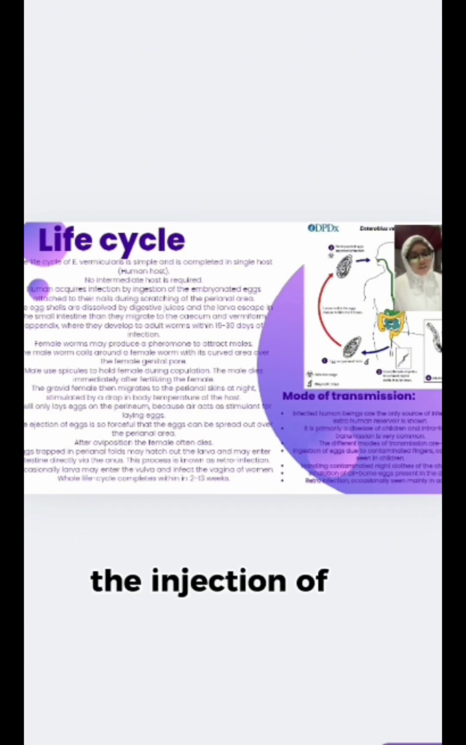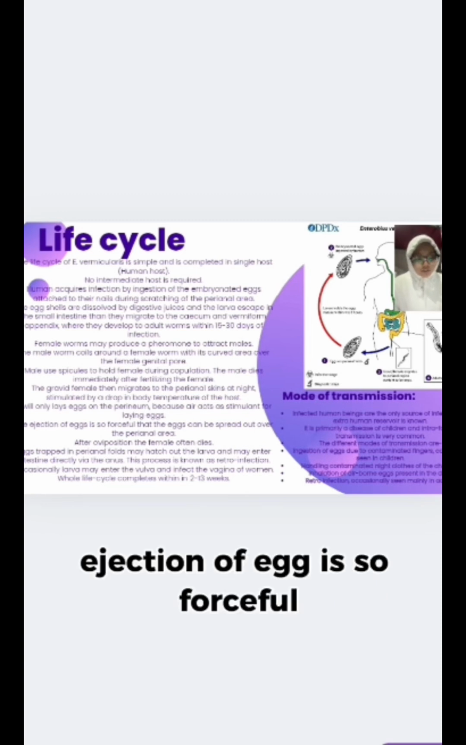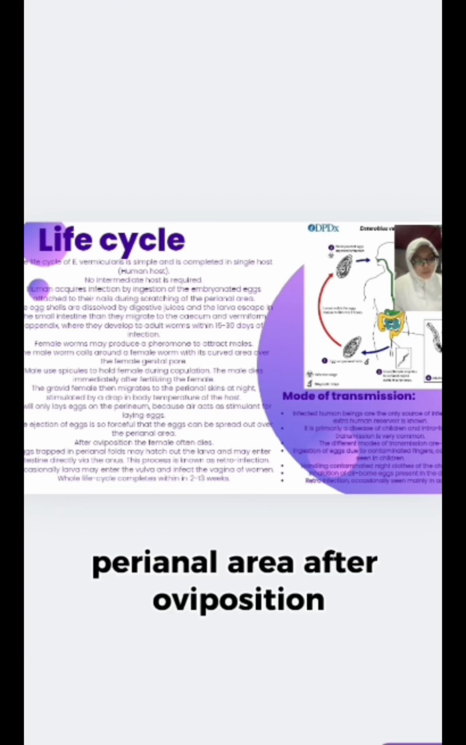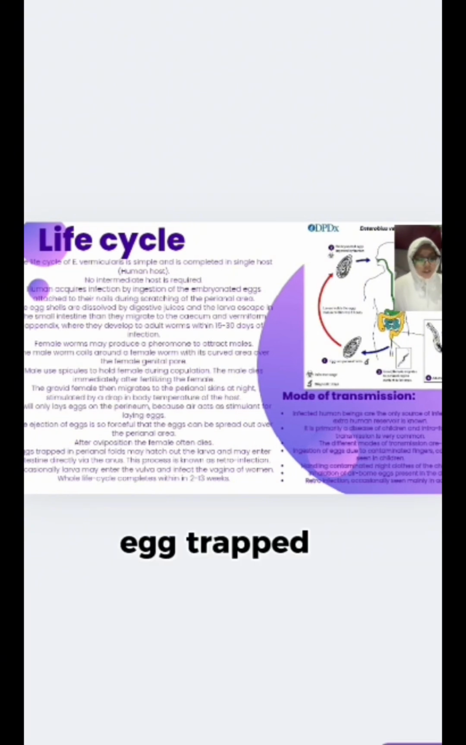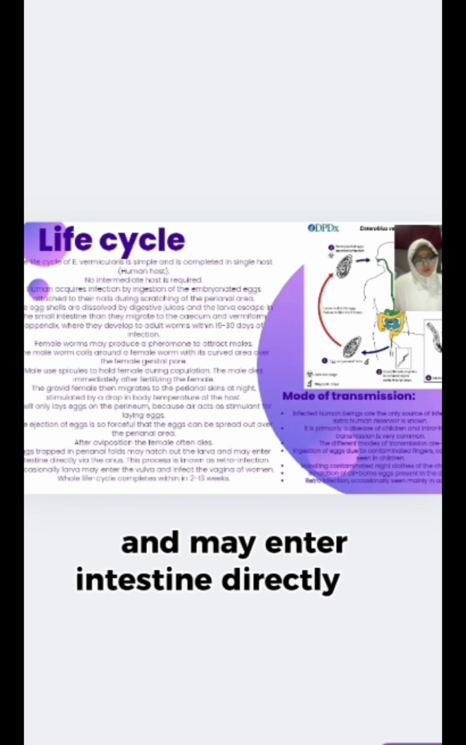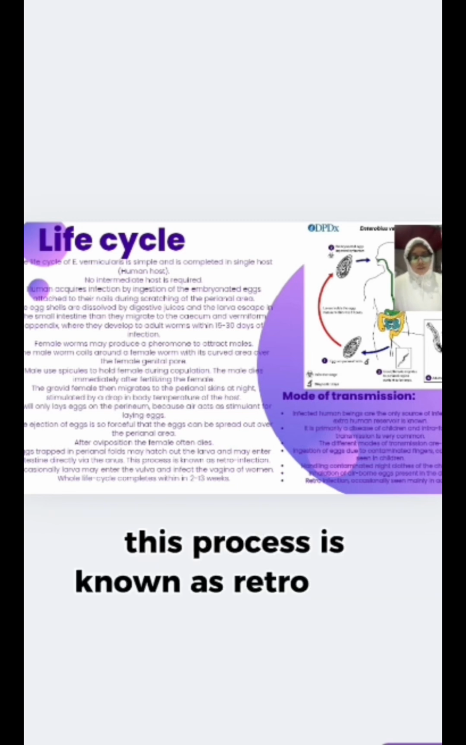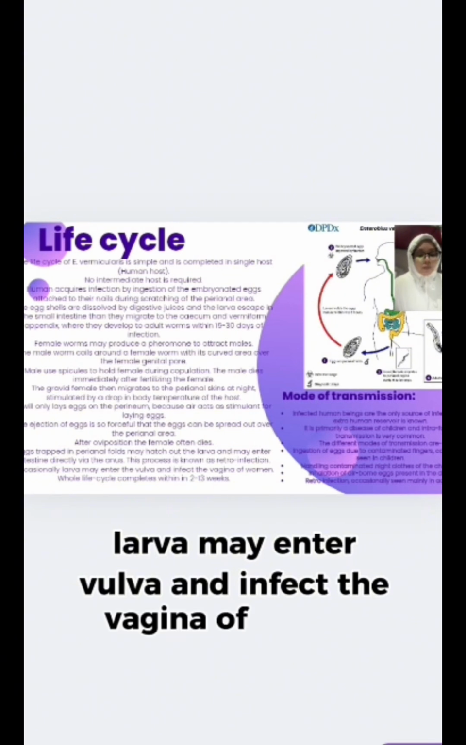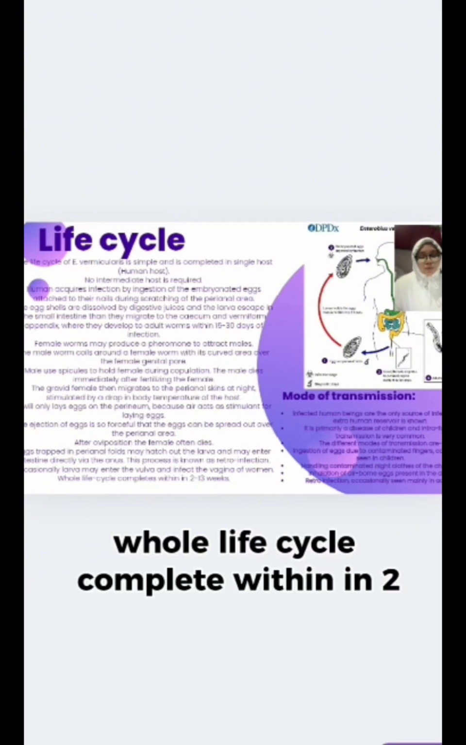The ejection of eggs is so forceful that the eggs can be spread out over the perineal area. After oviposition, the female often dies. Eggs trapped in the perineal fold may hatch out the larvae and may enter the intestine directly via the anus. This process is known as retroinfection. Occasionally, larvae may enter the vulva and infect the vagina of women. The life cycle is completed within 2 to 6 weeks.